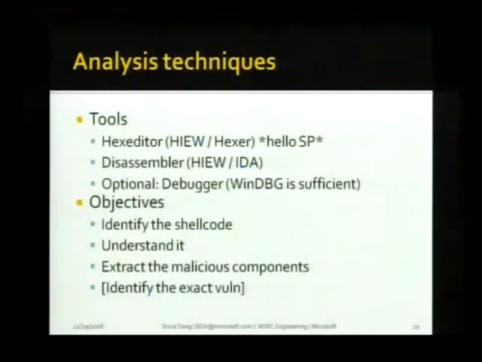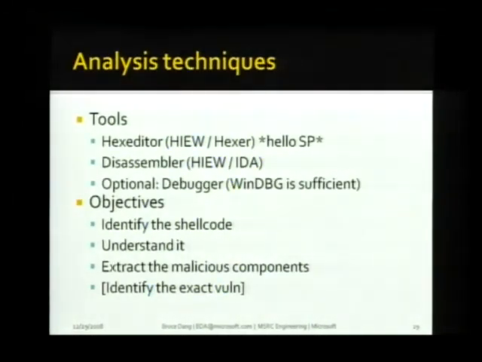So now we go into the tools. What kind of tools do you need to analyze these things? Obviously, these are not PE files, so you can't use a debugger to deal with it. So the tools you'll need are actually very simple. All you need is a hex editor. You can use Hiew or Hexer, and a disassembler. You can also use Hiew or IDA. And if you want to use a debugger, WinDBG is pretty good. You can use OllyDBG as well.